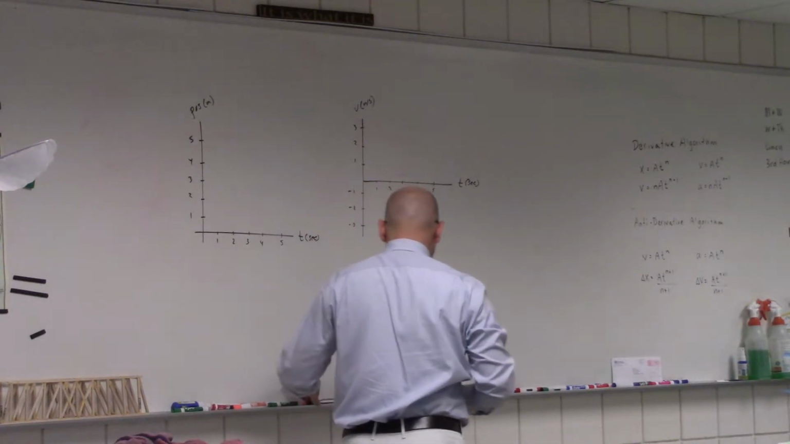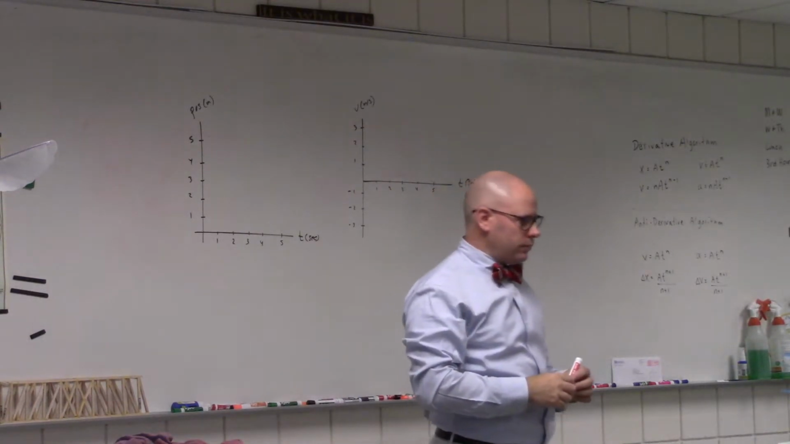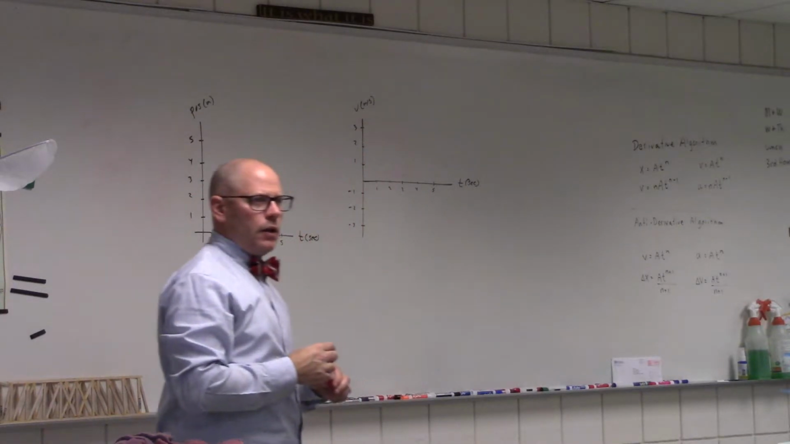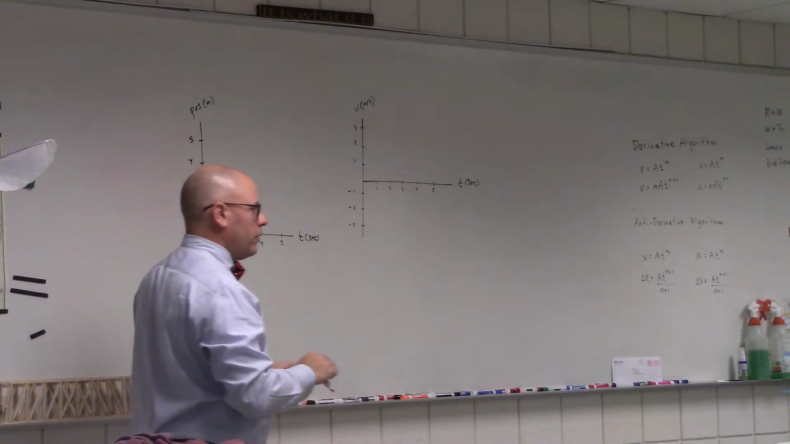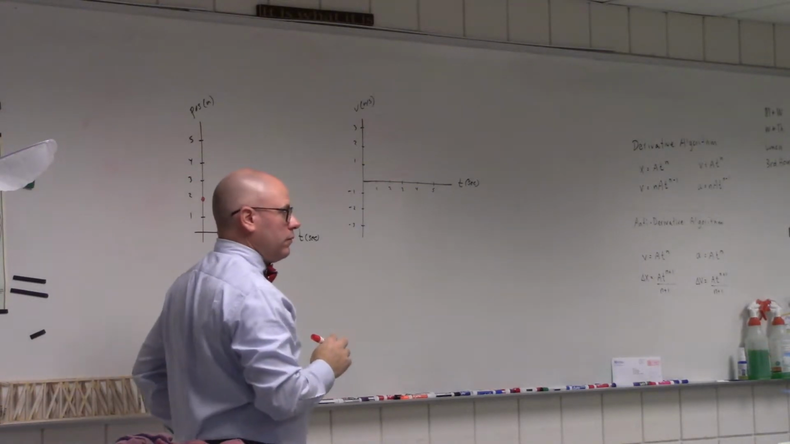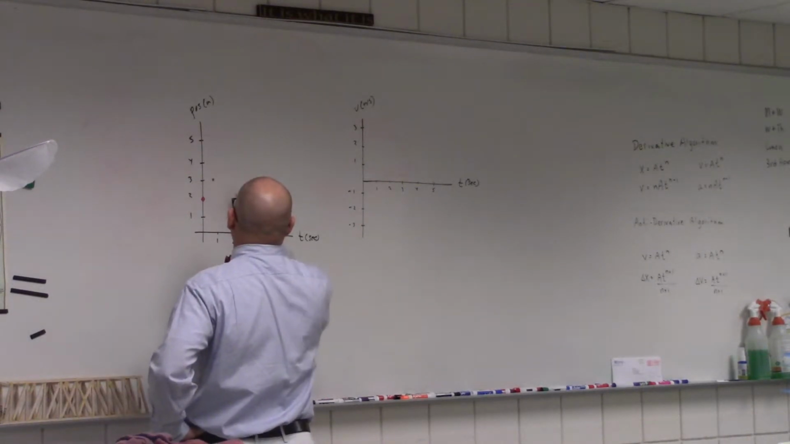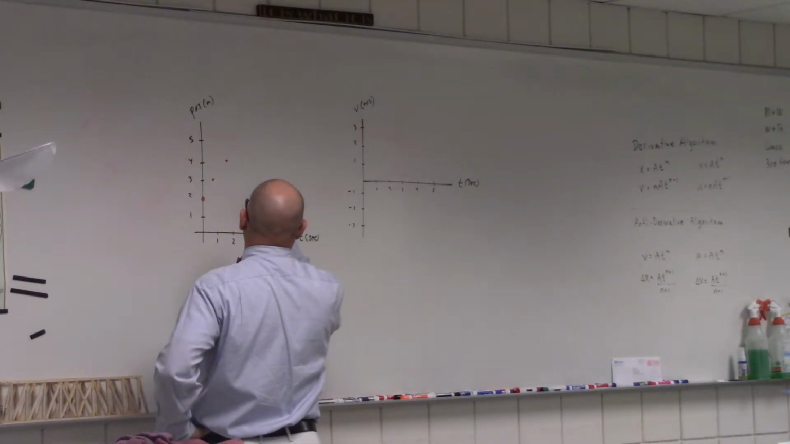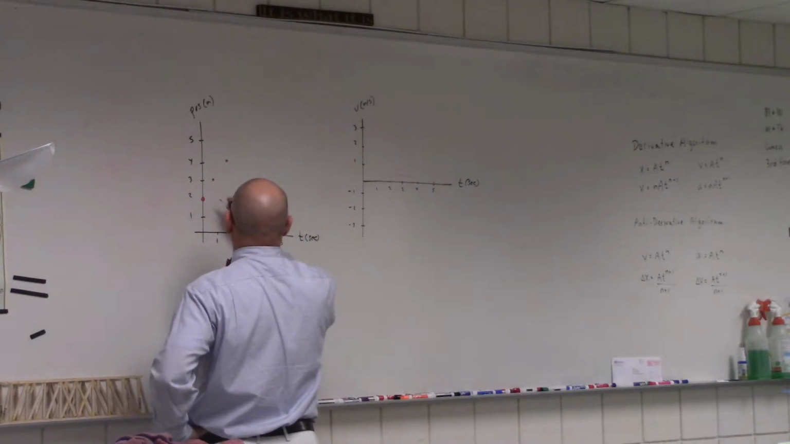All right, let's do it. What's the position at time 0? Look at the graph. What's the position at time 0? 2. It's 2. What's the position in 1 second? 3. 2 seconds? 4. 3 seconds? 2. And 4 seconds? 0.